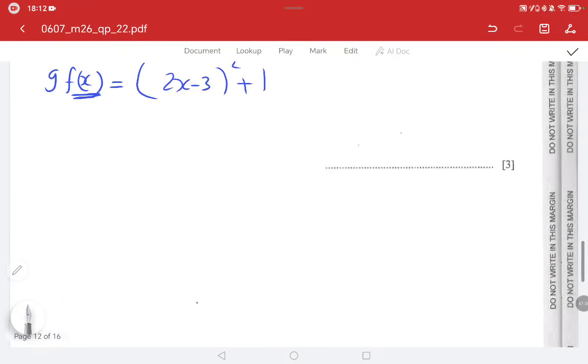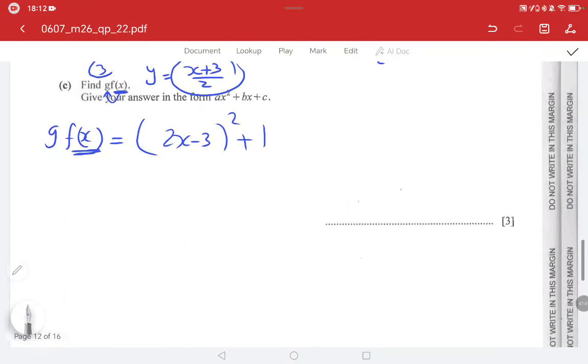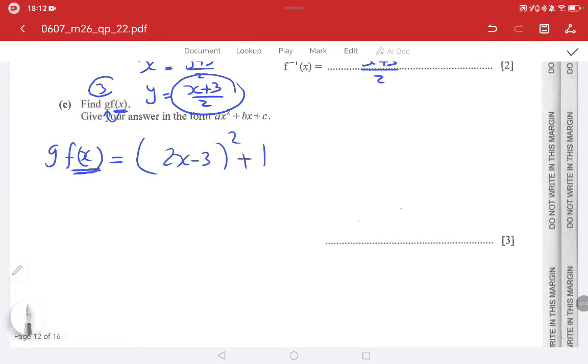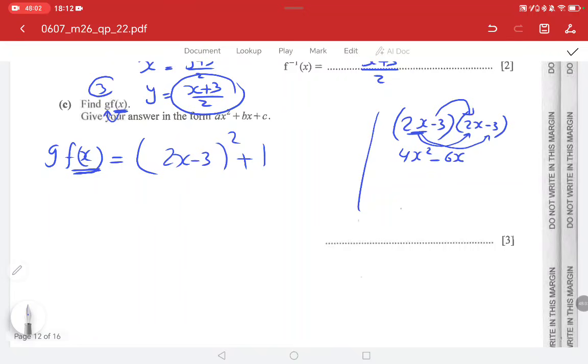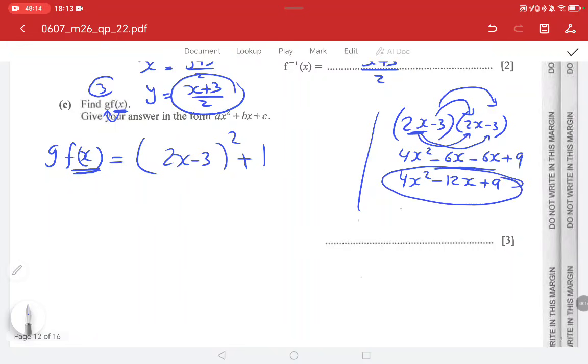Now you need to expand this, 2x minus 3 squared. To expand it, you have two methods. You may write it like 2x minus 3 times 2x minus 3 and expand it. In this way, 2x times 2x is 4x squared, 2x times minus 3 is minus 6x, and minus 3 times 2x is minus 6x, and minus 3 times minus 3 is plus 9. So, collecting the like terms, 4x squared minus 12x plus 9. You may do it in this way.